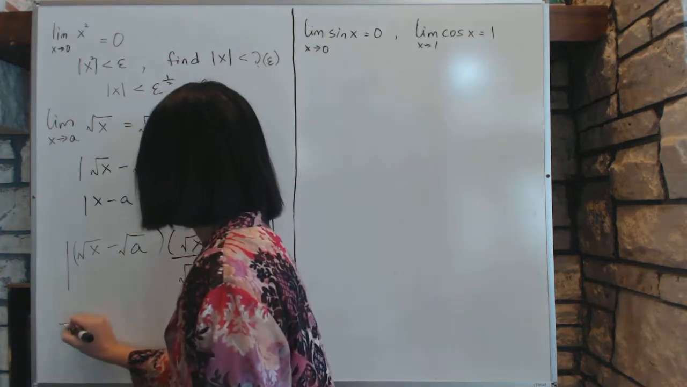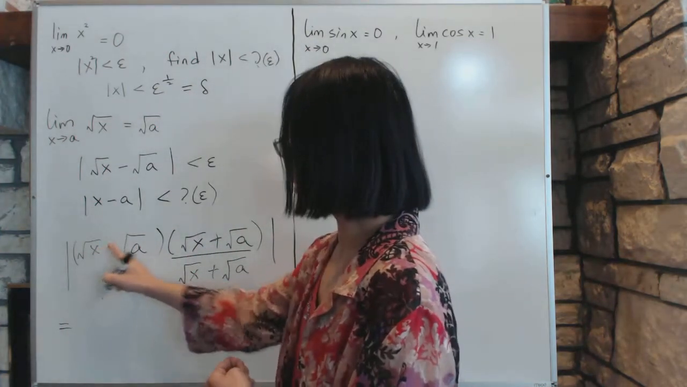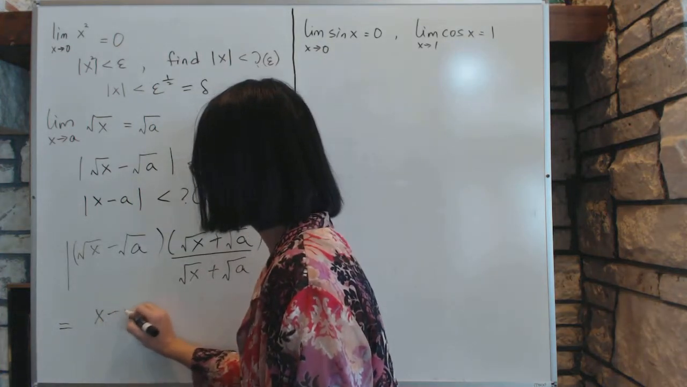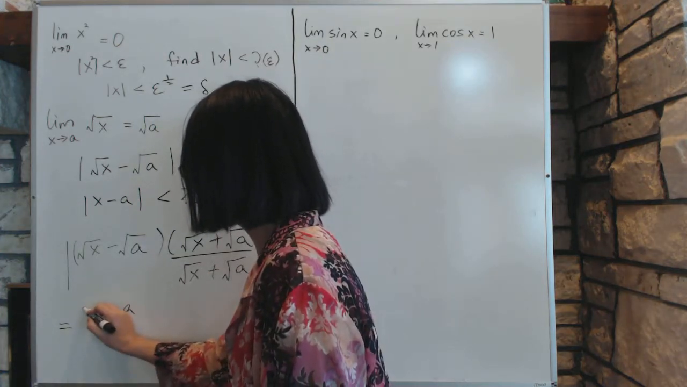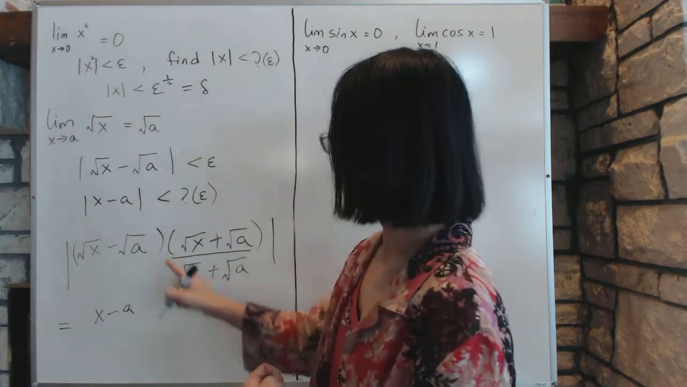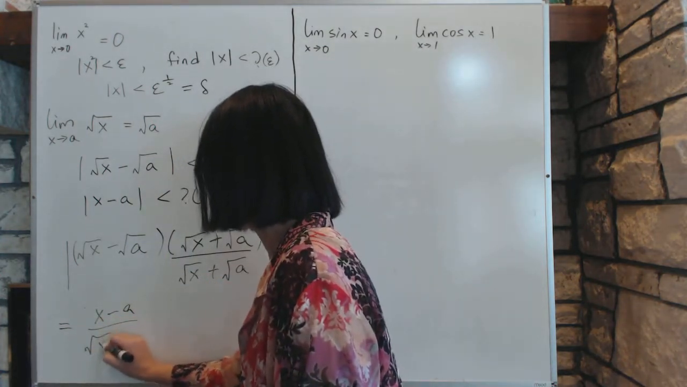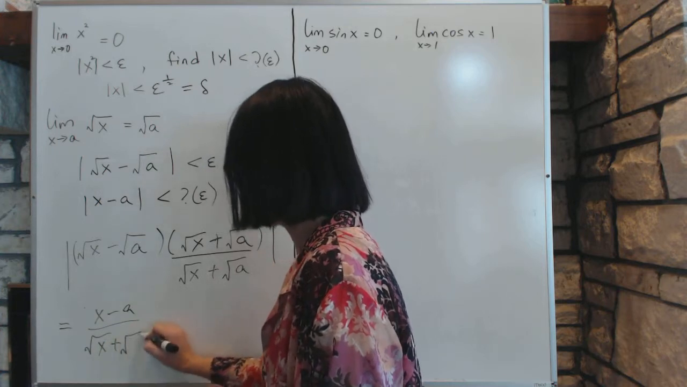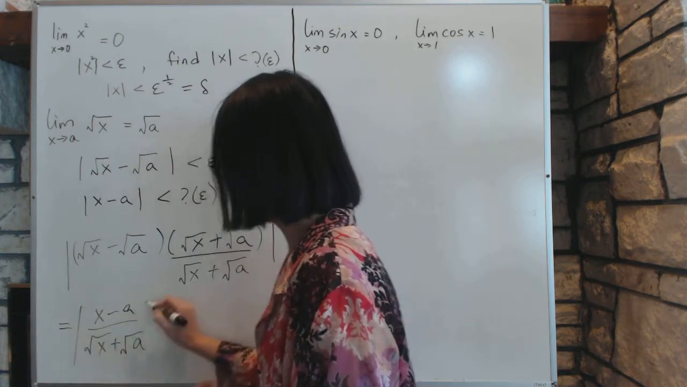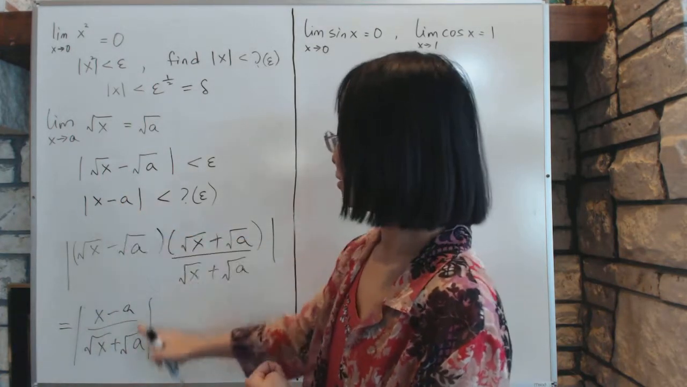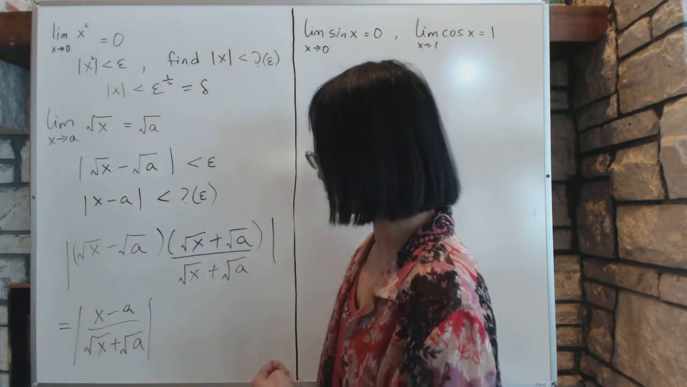So the good thing is the top, multiplied together, becomes x minus a. That's what we're looking for. However, there's also this thing left, plus the square root of a. So we got this. Now the top looks like what we're driving for, because we're driving for this thing. But what about that? That is still there.